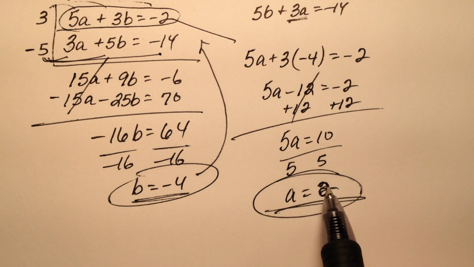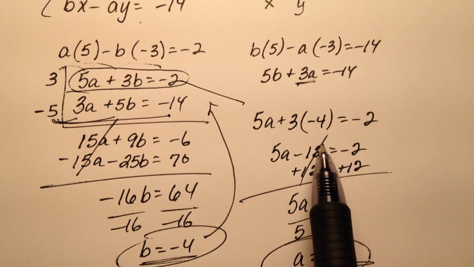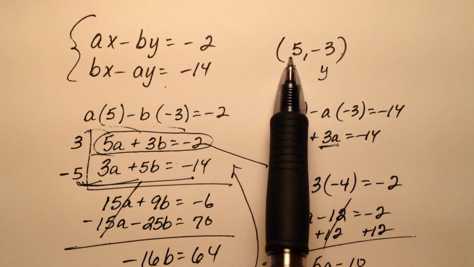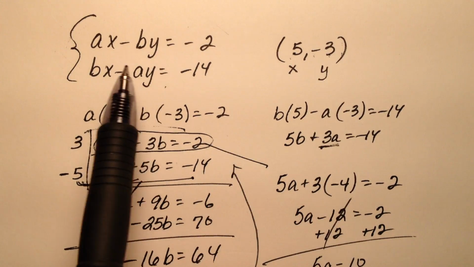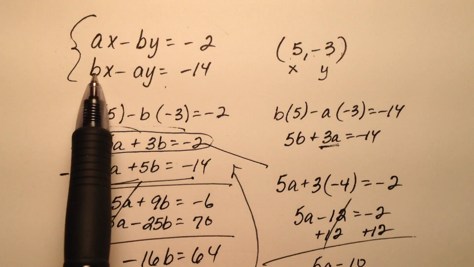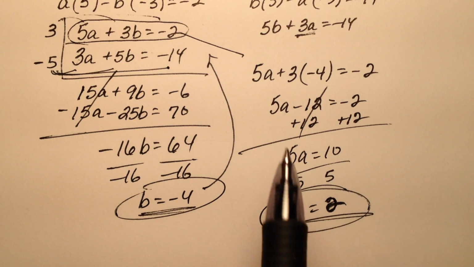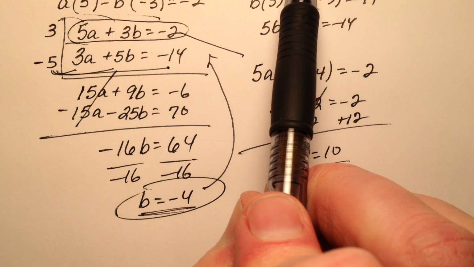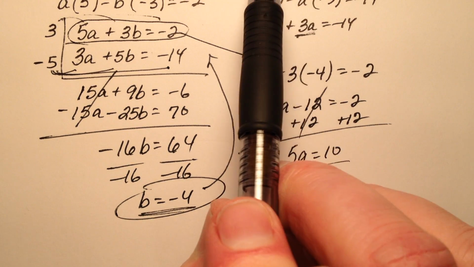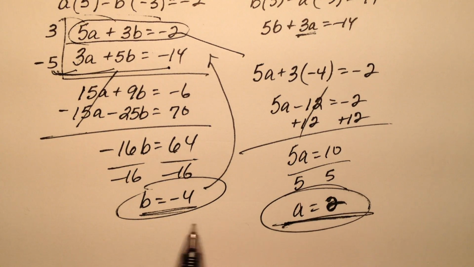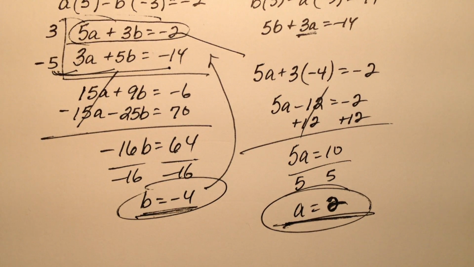Okay? So what this means now, if in the original linear system I knew the solution was 5, negative 3, and I needed to find values of a and b that made this true, I now have done that. I plugged in what I knew, which was my ordered pair solution, 5 and negative 3 for x and y respectively, and I found that the value of a was 2 and the value of b was negative 4.